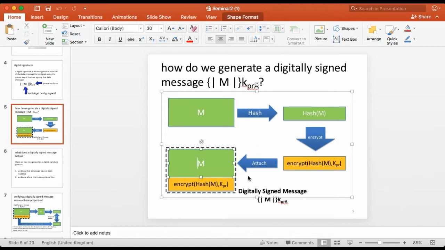Note that the original message here remains clear, so we're not hiding it in any way. All we're doing is simply signing the message. And the outcome of that, as I said, is expressed more cleanly in this notation: M is enclosed by these two brackets with vertical bars, and with it comes the private key KPR.